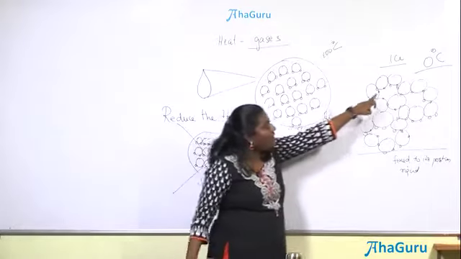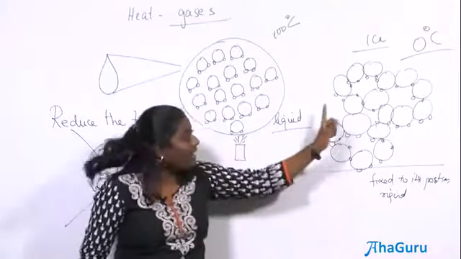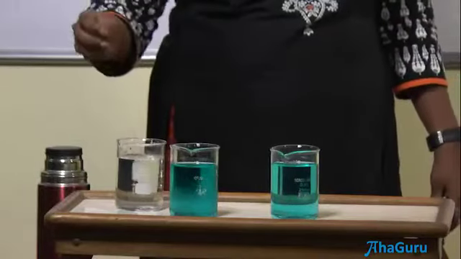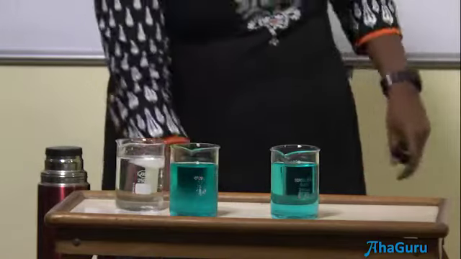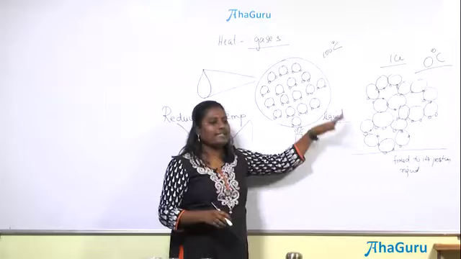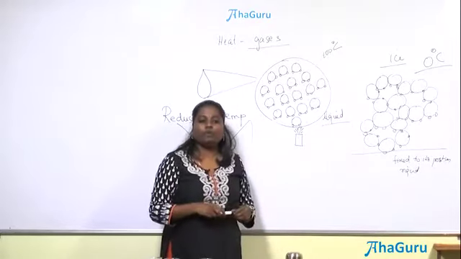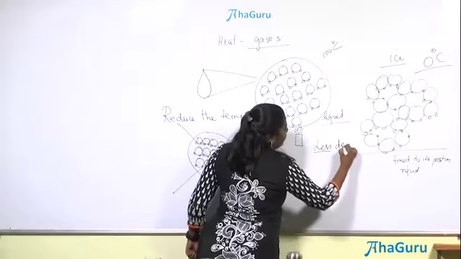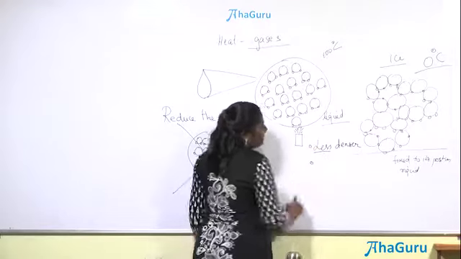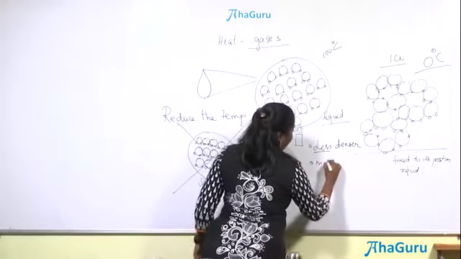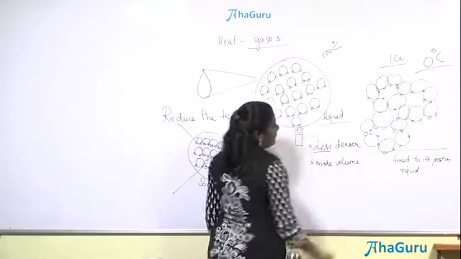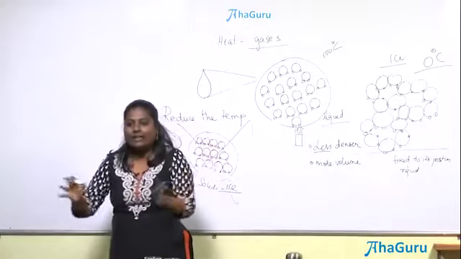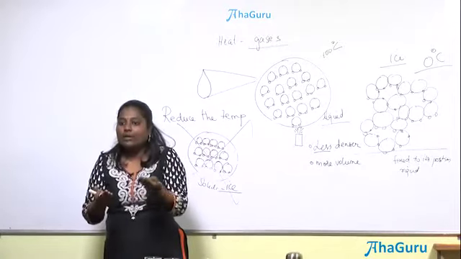But ice means you have empty space and it is like a crystal structure. So when I put ice in water, it floats, correct? It doesn't sink. But solids usually sink in water. Why does ice float on water? Less dense. Anything else? More volume. It has so much space in between because of its arrangement that it floats on the water.